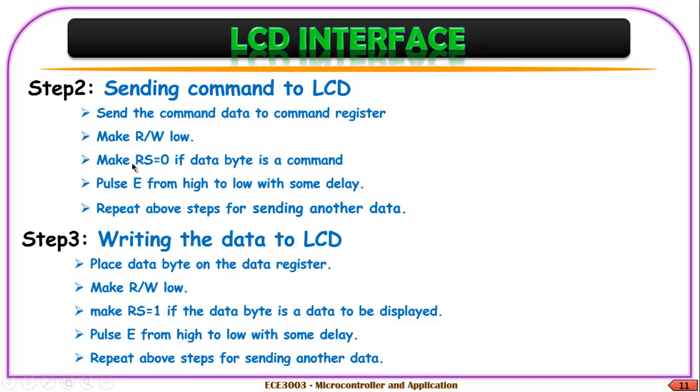And the next setting I should pass is RS equal to 0. RS is register select, which decides what value I'm passing, whether it's data or command. Whenever I pass RS equal to 0, the data I'm passing is actually a command. Whereas when writing data to the LCD, I pass RS equal to 1, and the data byte I'm transmitting is actually data, not a command. So the difference between sending a command and writing data is RS equal to 0 for a command, RS equal to 1 for data.